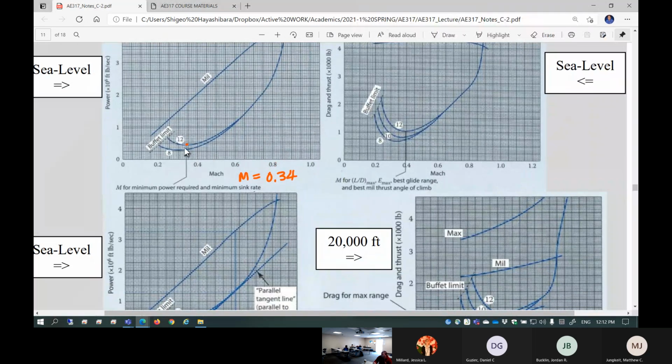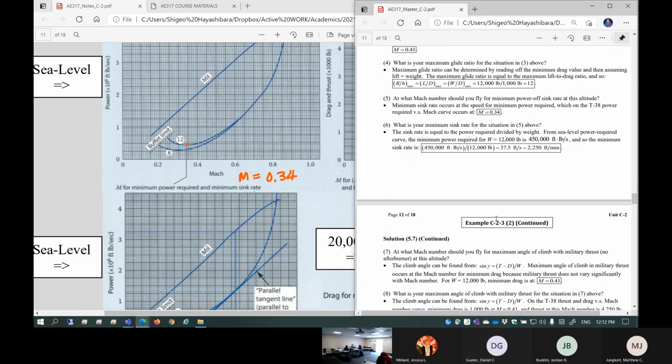So this is the minimum power required point. You're going to read off the minimum power required divided by the weight, 12,000 pounds. That is going to give you minimum sink rate. Okay. Take a look at this. This is the minimum sink rate.